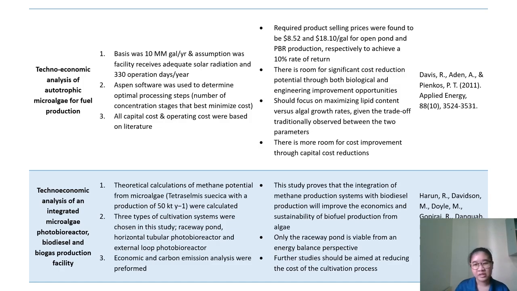The fifth one is not an actual plant, but only a hypothetical plant where Aspen software is used to determine the parameters. And the final analysis is a study based on 3 types of cultivation systems. Overall, it can be said that the available studies rarely focus on the filtration process alone.